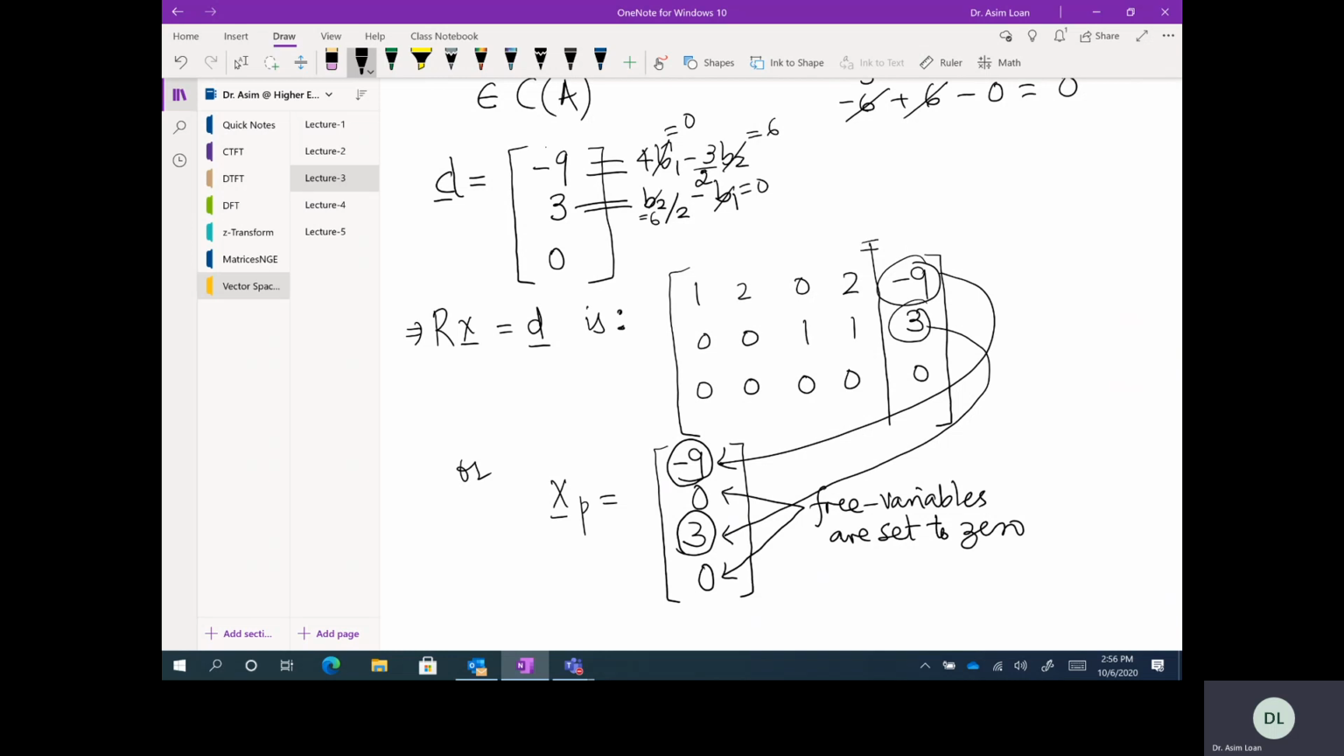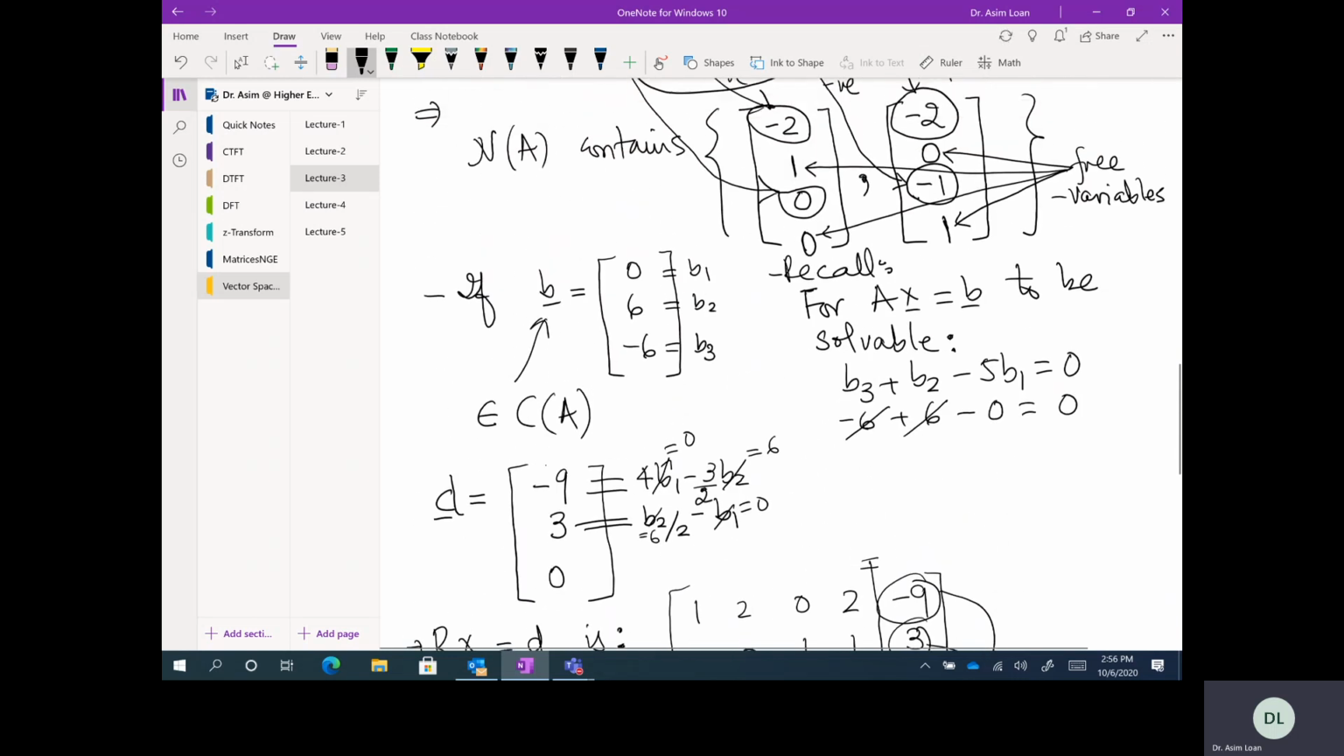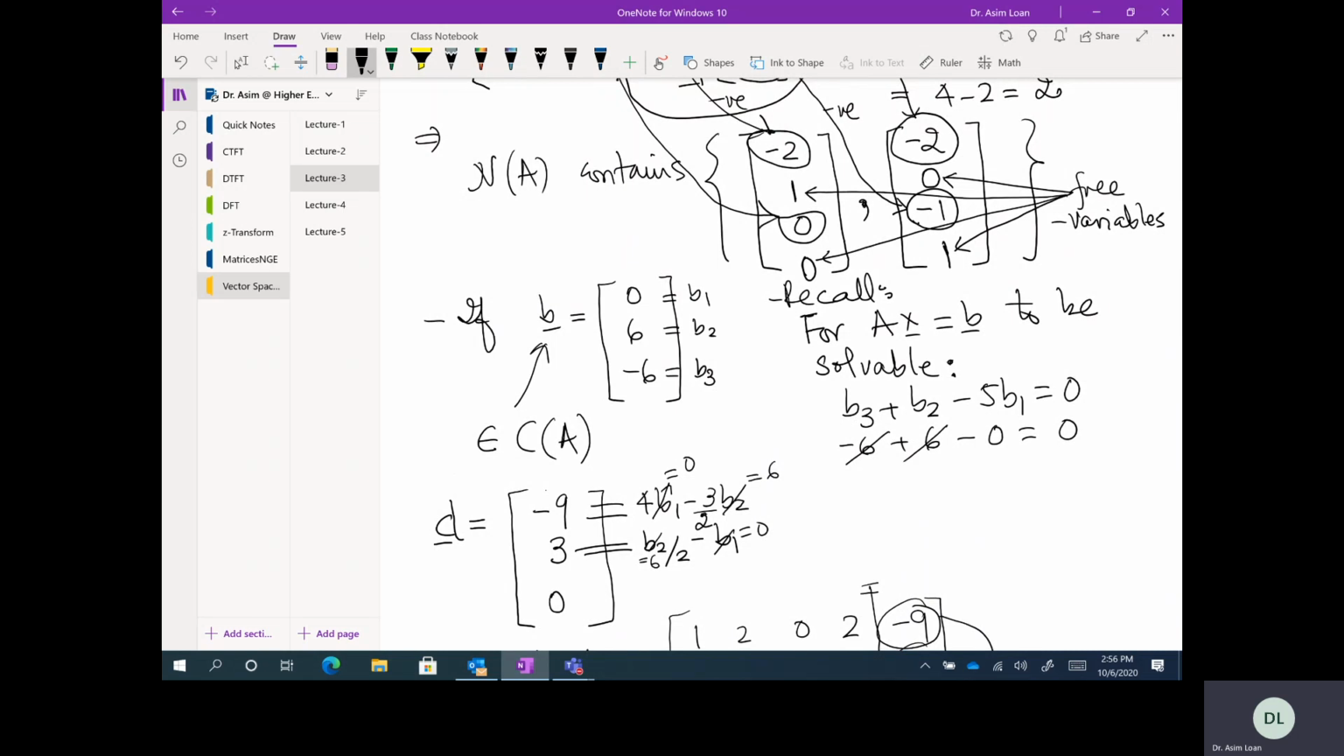So this is the particular solution, and the null space solution we have already found. So this is all we wanted to do about Rx equals d and finding the total solution. So your total solution is the sum where x is xp plus xn, and xn is these two.